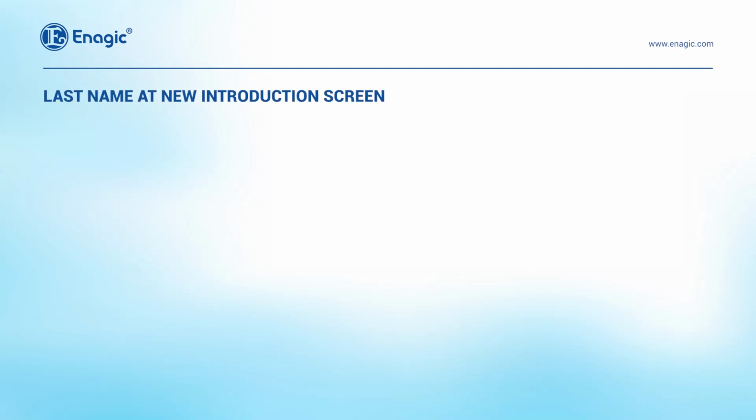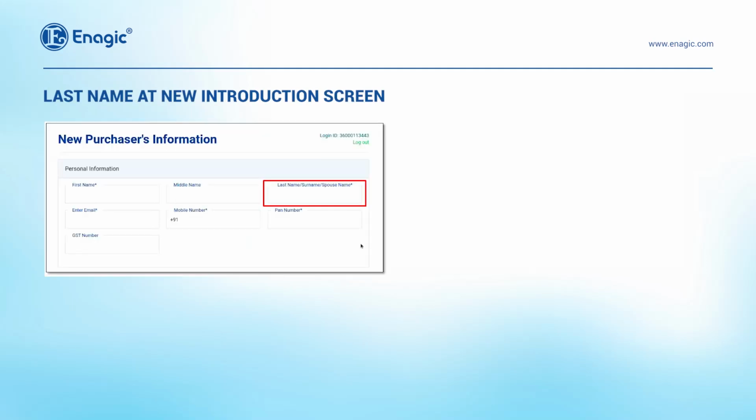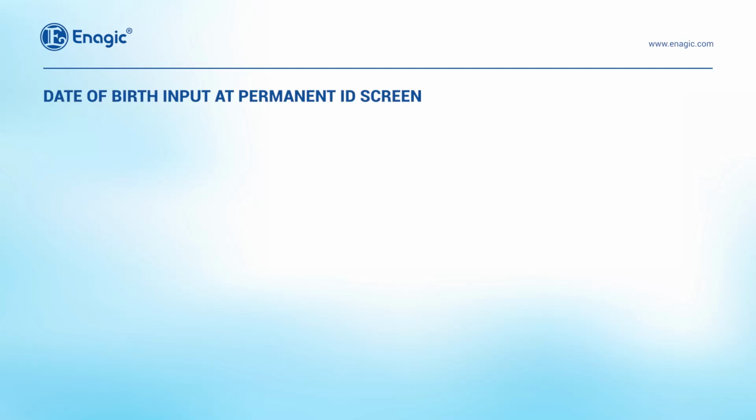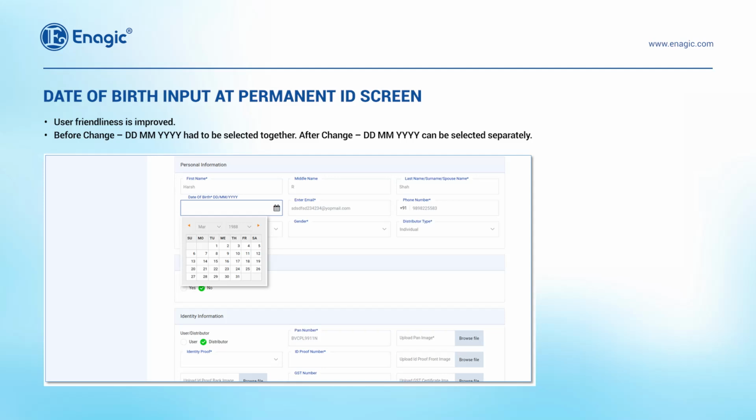Last name at new introduction screen. Surname or spouse's name can be entered in case the buyer doesn't have a last name. Date of birth input at permanent ID screen. User friendliness is improved. Before the change, DDMMYYYY had to be selected together. After the change, DDMMYYYY can be selected separately.